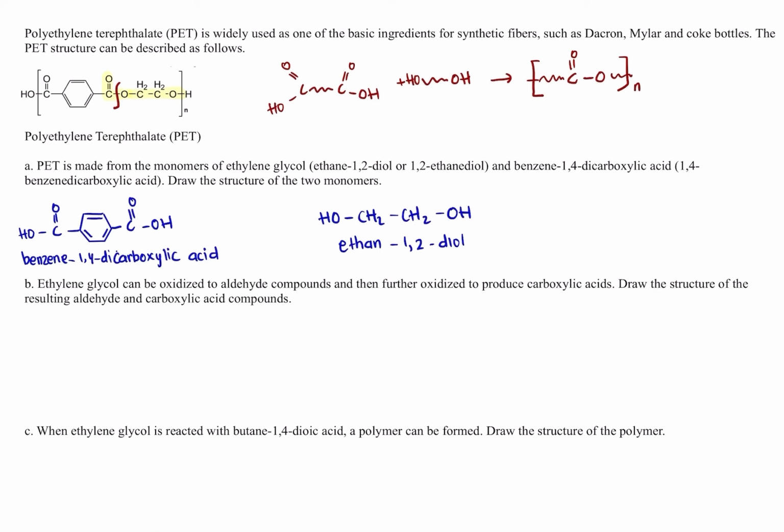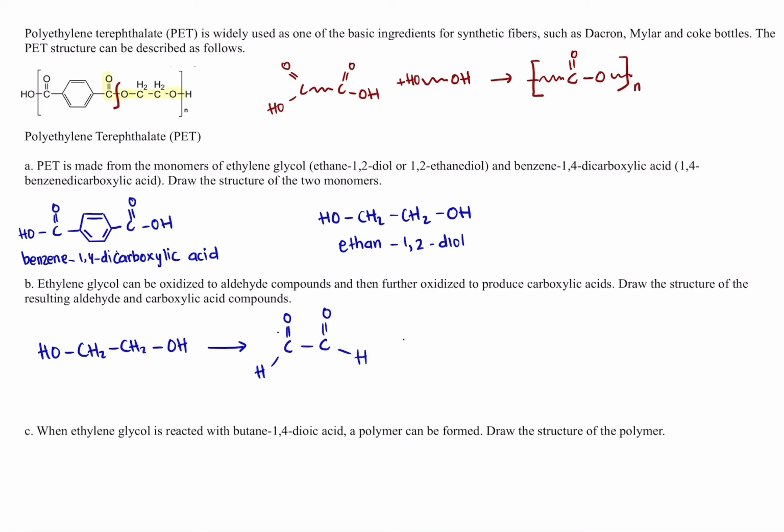And then the question B, the ethylene glycol can be oxidized to aldehyde compounds. So we have alcohol, primary alcohol, and then it can be oxidized to aldehyde. And then it's this aldehyde compound that can be further oxidized to produce carboxylic acid. And then we want to draw the structure. So basically, we start from this. This is the alcohol, primary alcohol. And then this is oxidized. So the first one we have is the aldehyde. So in this case, we will have aldehyde. So it's basically this one here.